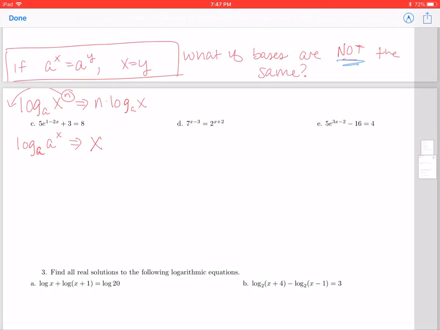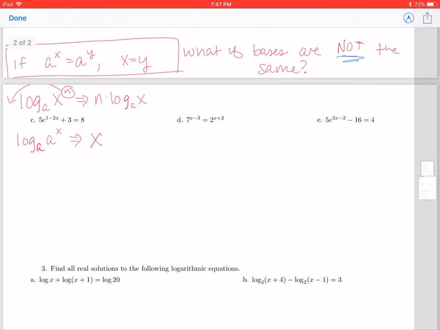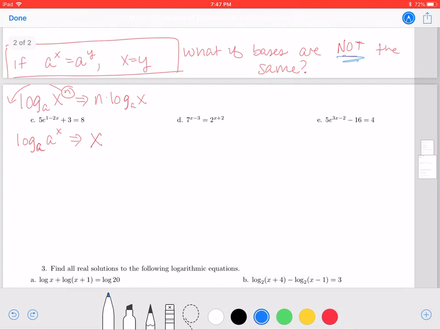Okay, so this last problem, E, is kind of a combination of C and D. The first thing we want to do before we worry about whether we can get the bases to be the same or not is to simplify to get a single term on both sides of the equation. Okay, so I want to get this term with the exponent, this 5e to the 3x minus 2, by itself. So I'm going to add 16 to both sides to start.